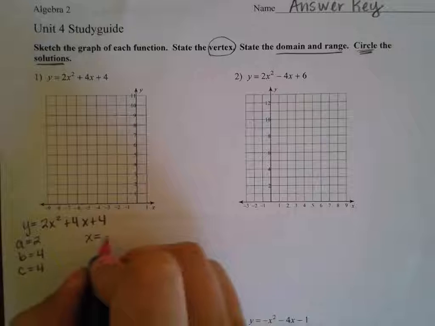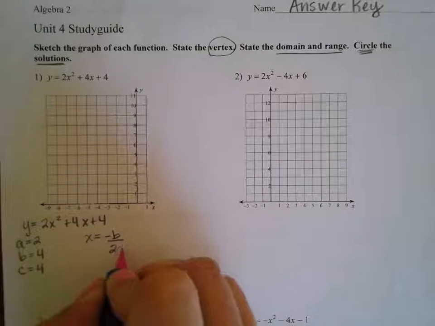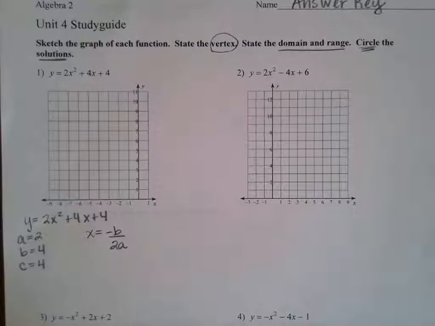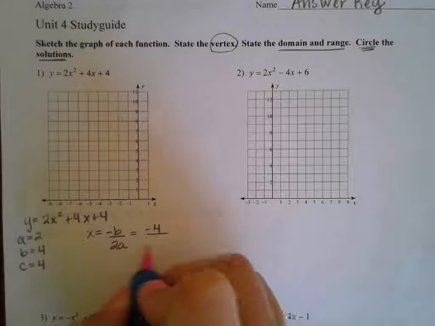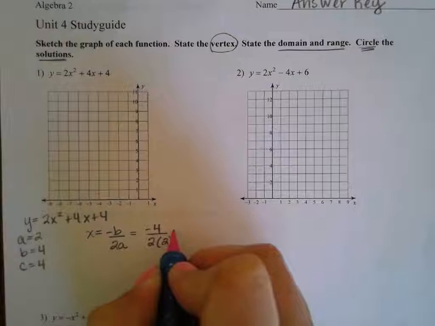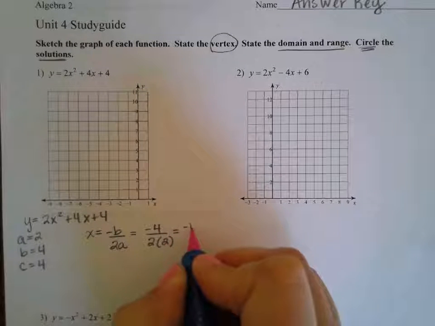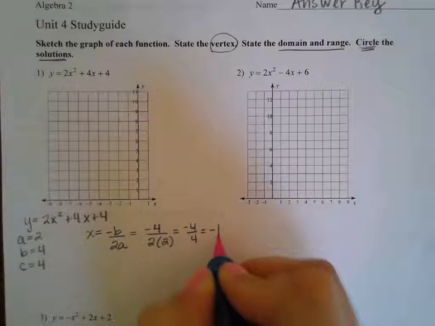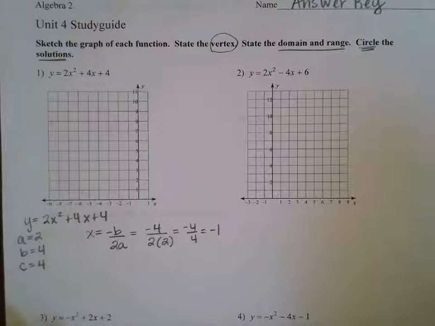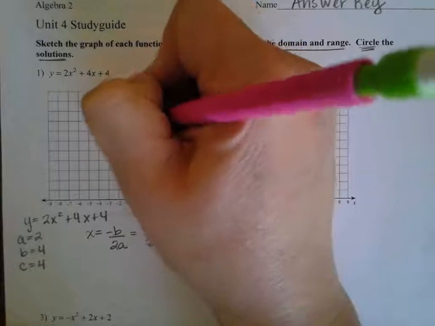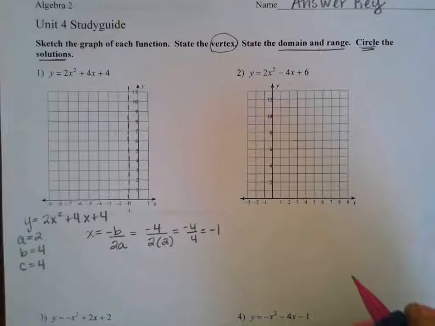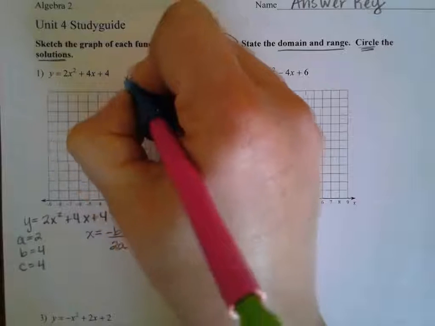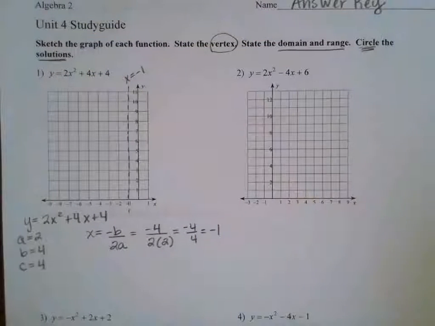So x equals negative b over 2a. You're going to want to know that formula for the test. And so that's going to be negative 4 over 2 times 2, which is negative 4 over 4, which is negative 1. So I'm going to put a dashed line at negative 1. That's my axis of symmetry. Okay, that's the line that's going to cut my parabola in half.